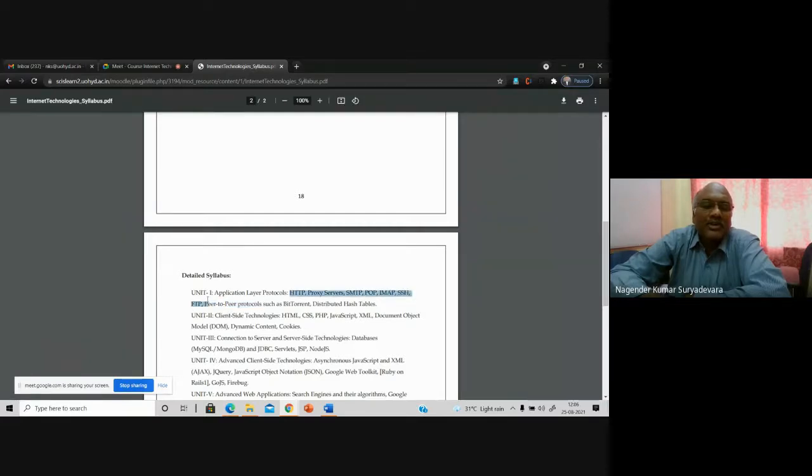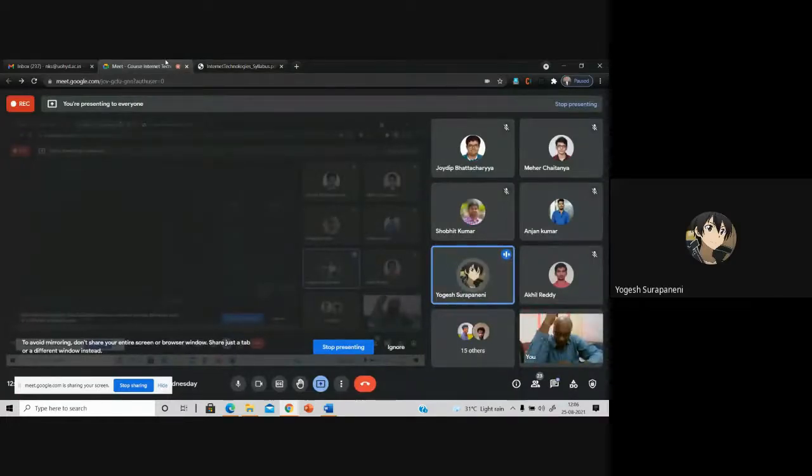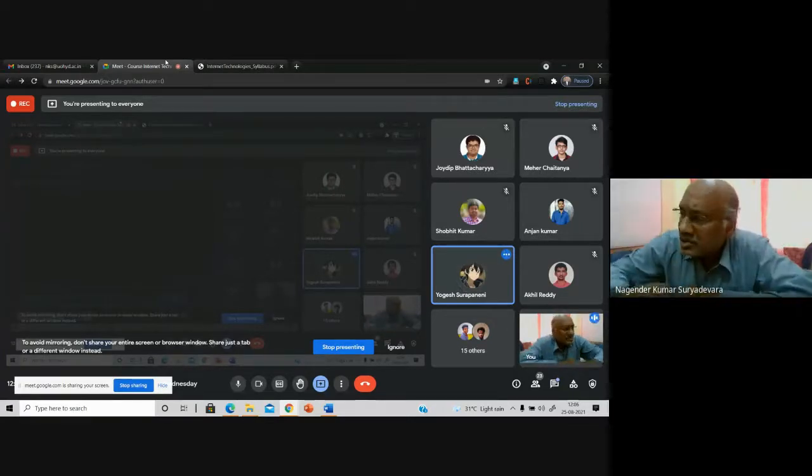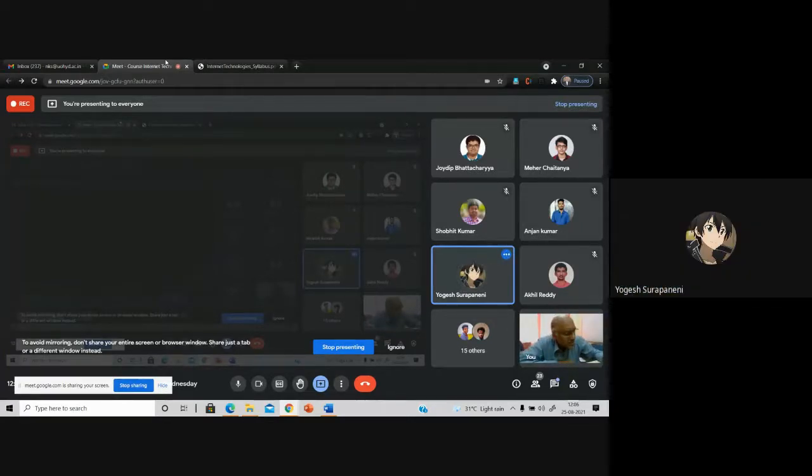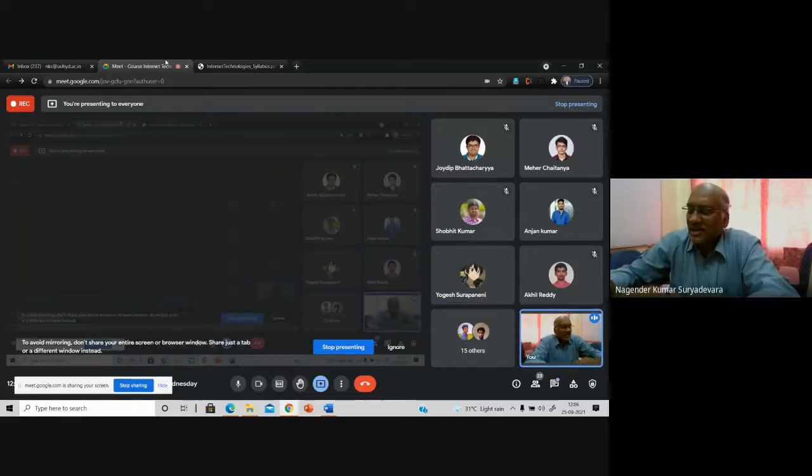Basically, everything up to here is client-server. The next paradigm where communication happens is peer-to-peer, which follows BitTorrent and distributed hash tables. Yes, please. In client-server and peer-to-peer, is PubSub part of that or separate from this? Which one? The publish and subscribe method. Publish and subscribe is also a kind of client-server model only. Publish and subscribe is just another form of communicating data between devices or between two entities. Okay, sir.